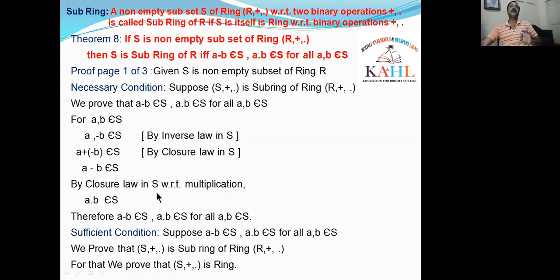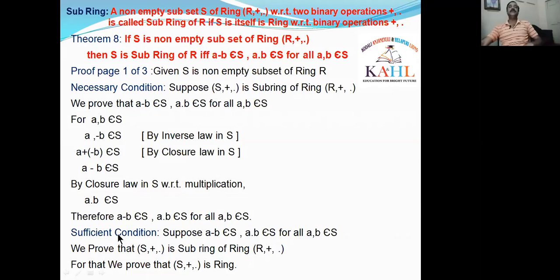So by closure law in S, with respect to multiplication, for a, b belongs to S, a dot b also belongs to S, which is the second condition proven. Both these two conditions were proven by us by taking a, b belongs to R. We have proved a minus b belongs to S and a dot b belongs to S. Therefore, the necessary condition was proved.